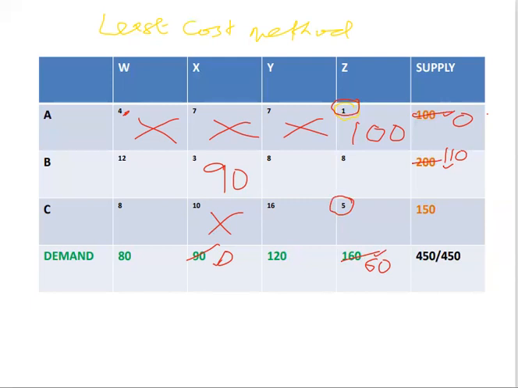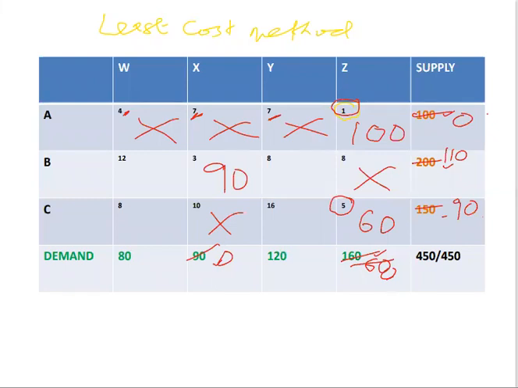The demand is 60, while the supply is 150. What is it going to get? 60. This is out, 60 out. Out of 150, you are taking out 60. So the balance is 90. What is the next least cost after 5? It's supposed to be 7, but 7 has already gone with the first allocation. So it's not relevant again to our decision.